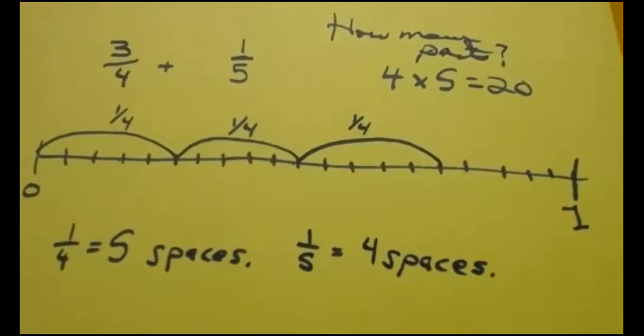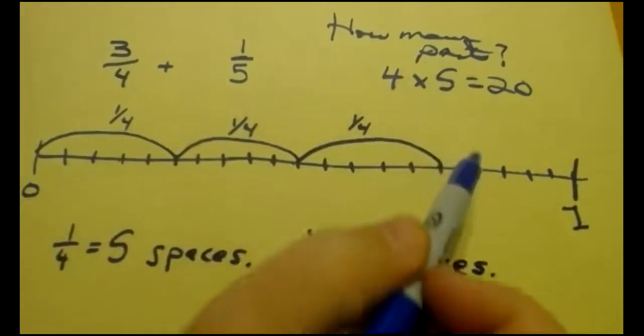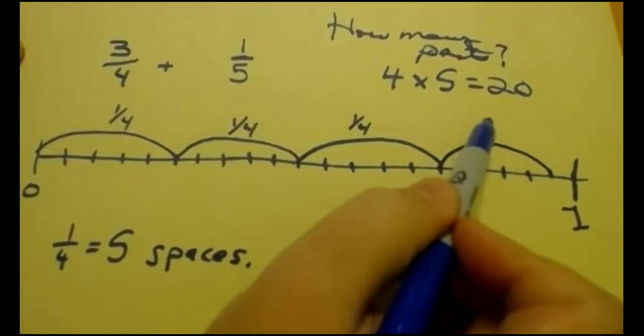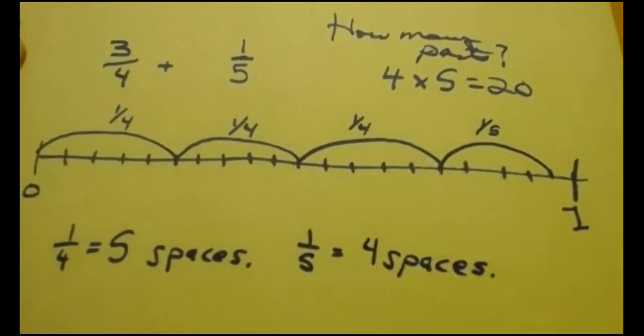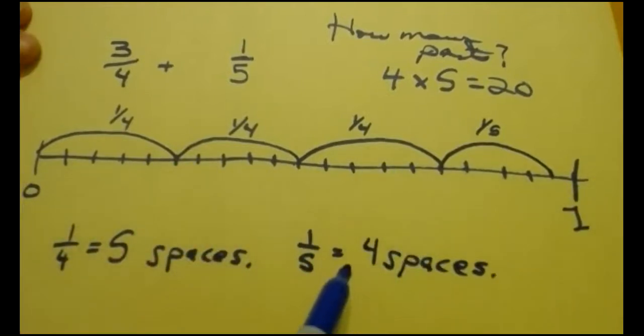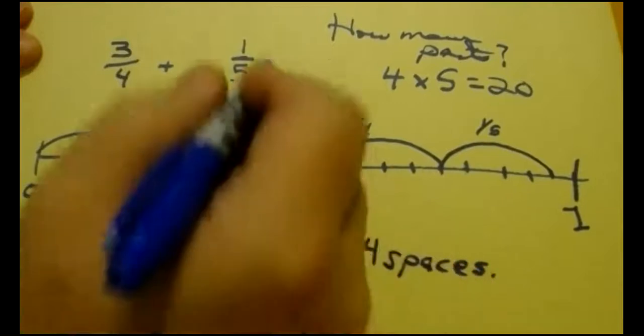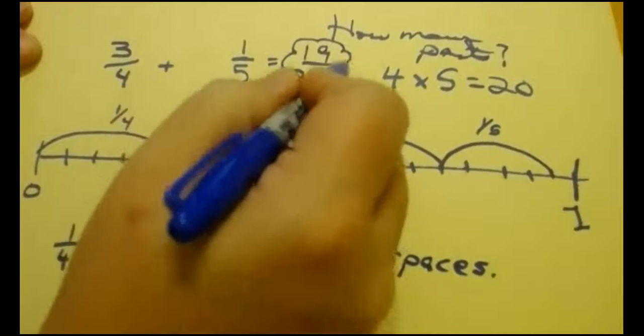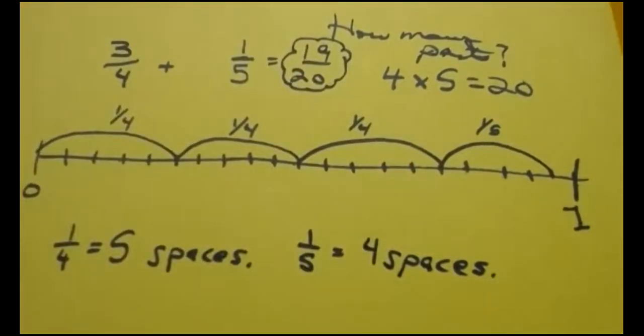So far, I hope that makes sense. I have 3/4 being illustrated as 3 separate groups of 5 marks because 5 spaces or 5 marks is going to be 1/4. Now I need to show 1/5, which is 4 spaces. So I'll do 1, 2, 3, 4, and that's 1/5. Okay. And what do I have here? I have 19 total out of the 20. And there's your solution. Okay.